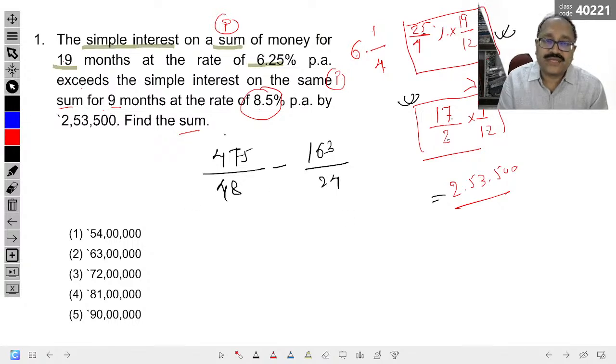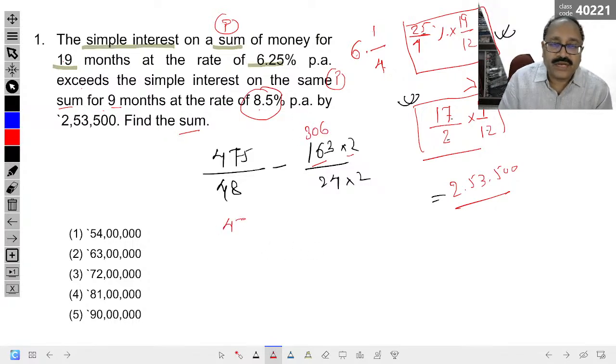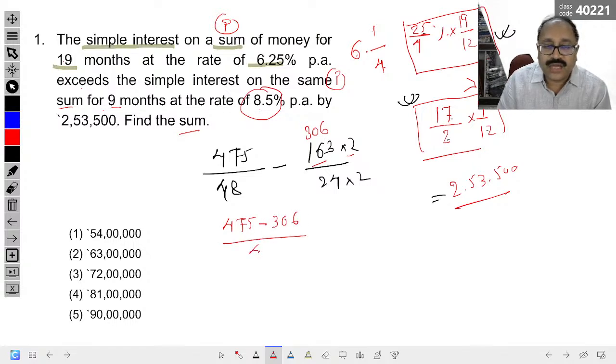I can see that here the denominator is 48. Multiply this by 2 by 2, and you will be getting the denominator 48, Aman. So now write this one as 153 into 2, which is 306. So I get 475 minus 306 by 48 percentage, which is equal to the given number.